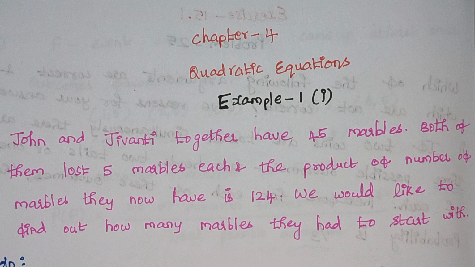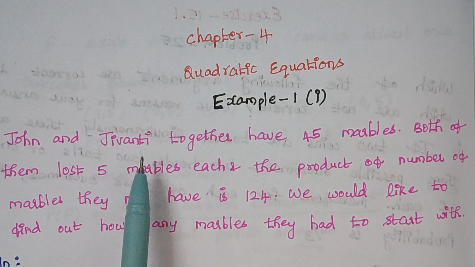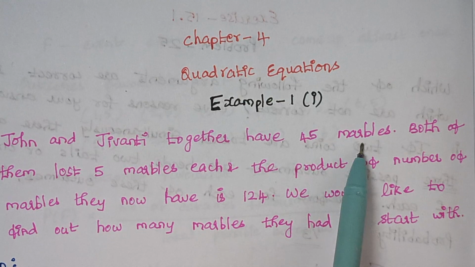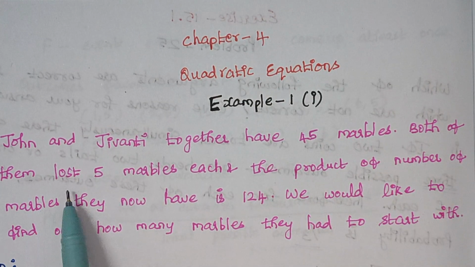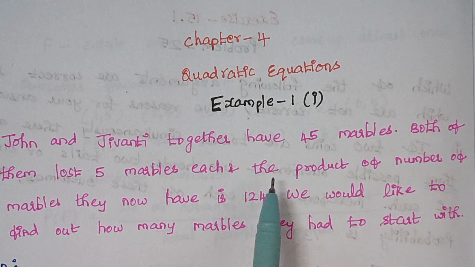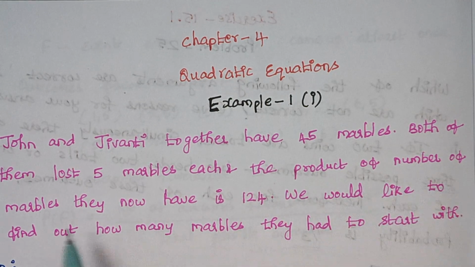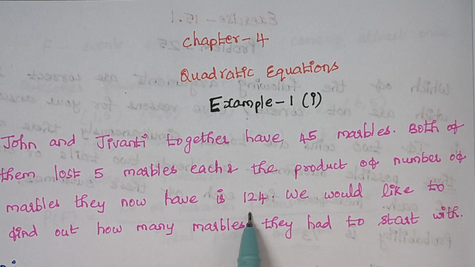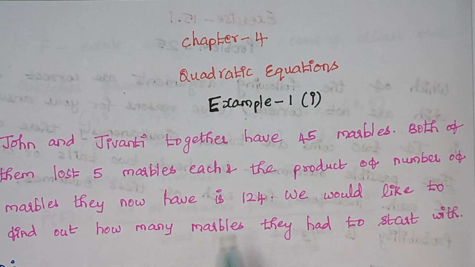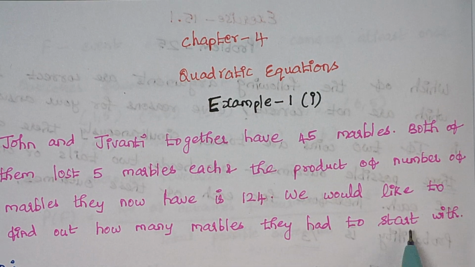Today we start our next chapter, chapter 4, quadratic equations. So we start with example 1, first question. John and Jivanti together have 45 marbles. Both of them lost 5 marbles each and the product of number of marbles they now have is 124. We would like to find out how many marbles they have to start with.